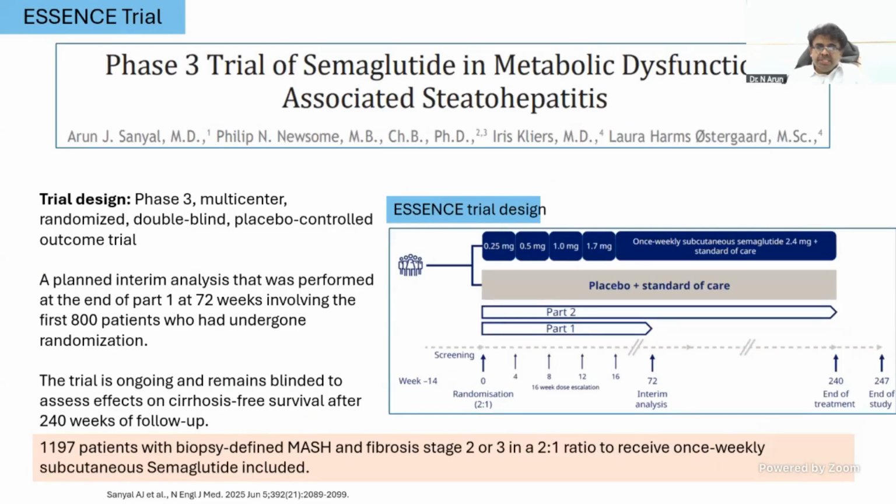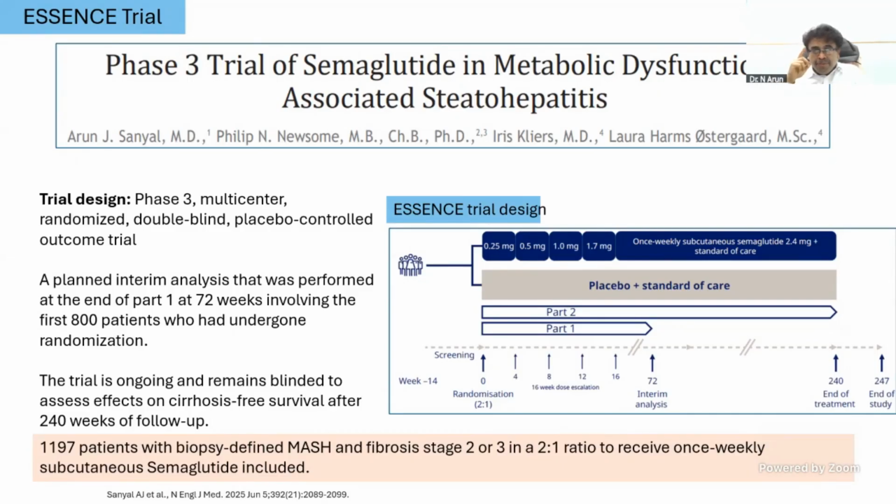And this is a very interesting paper, the ESSENCE trial. What they looked into was, when you use this semaglutide, first an initial phase of 72 weeks, followed by a prolongation of almost 240 weeks of duration, starting with escalation of therapy at 0.25, 0.5, 1, 1.7, and maintaining at a rate of 2.4 milligrams once a week.